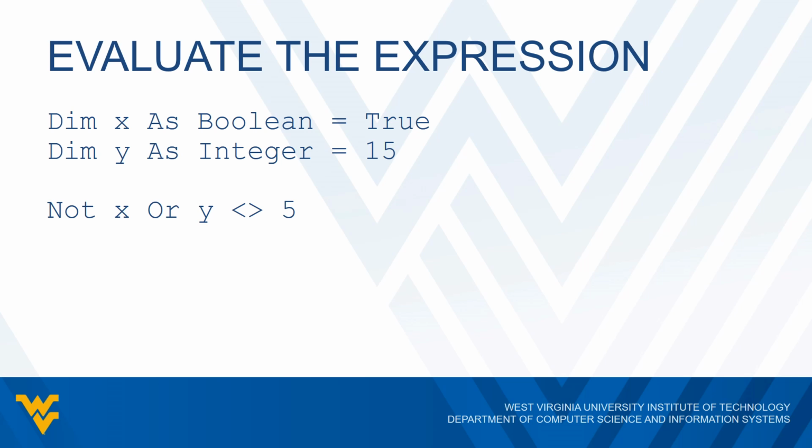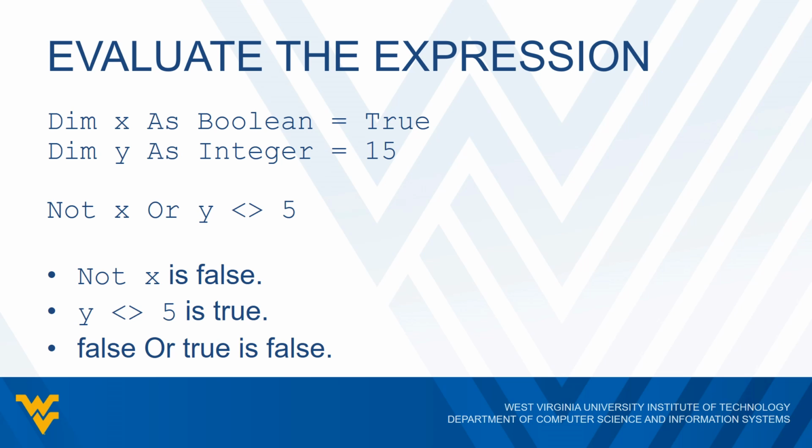Let's start with the not x. We know x is true, therefore not x is going to be false. So what about the y not equals to 5? Since y is 15, 15 is not equal to 5, therefore y not equal to 5 is going to be true. Therefore we have false or true, which is going to evaluate to true.